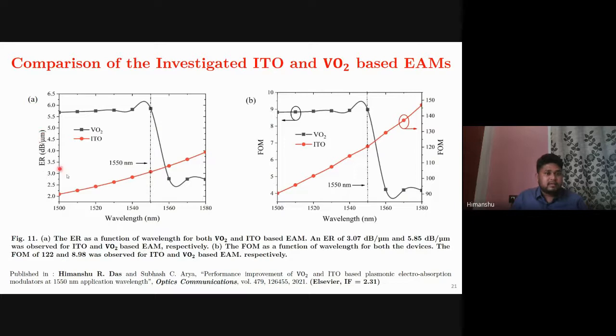Now coming to the extinction ratio for both the VO2 and ITO based devices. This extinction ratio was calculated from the insertion loss graph for the on-state and off-state over the entire wavelength range. So here at 1550 nanometer, the extinction ratio for VO2 based EM is around 5.85 dB per micrometer, and for ITO based EM, it is around 3.07 dB per micrometer. And now coming to 11B, the FOM for VO2-based EM at 1550 nanometer is 8.98, and the FOM for ITO-based EM at 1550 nanometer is 122.